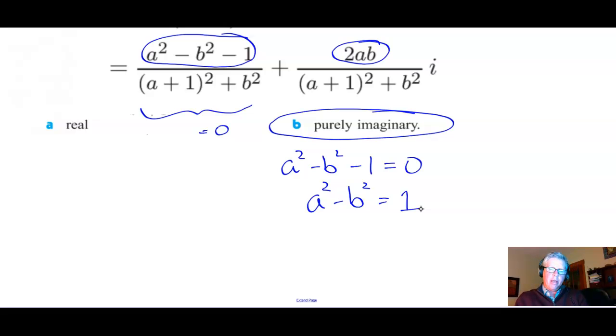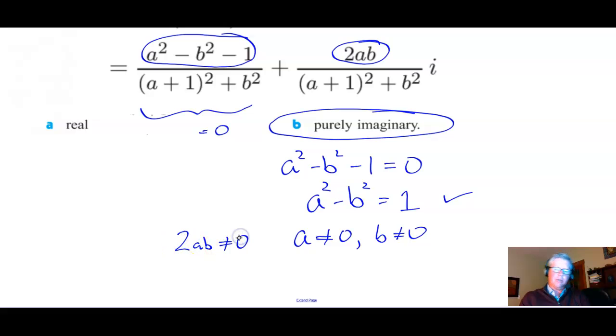Therefore, it's purely imaginary. However, dang, are there any situations where this is satisfied and 2ab is equal to 0? Well, there is. If you're going to take this to that level 7, you have to say a can't be 0 and b can't be 0. Why? Because 2ab cannot equal 0. If it's equal to 0, there's no imaginary part either. So we got to keep that alive.